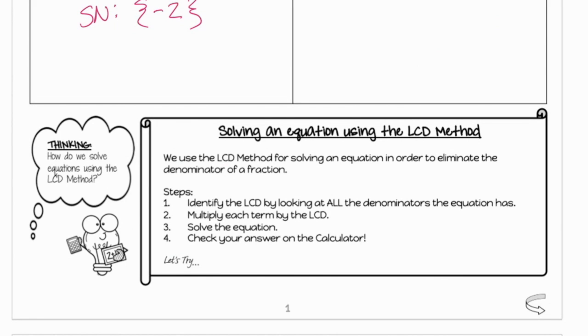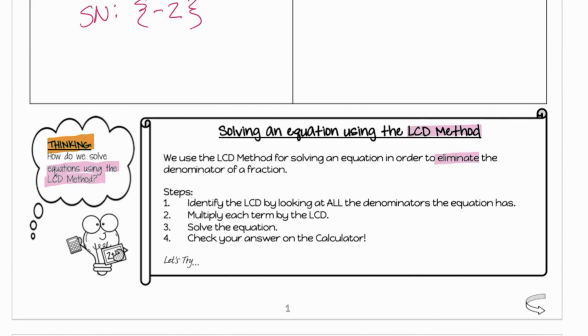Okay, so today we want to think and we want to determine how to solve equations using the LCD method. So solving an equation using this method, LCD. We use the LCD method for solving an equation in order to eliminate the denominators of a fraction. So my goal is to get an equation that's nice and simple. When I have fractions, sometimes it's a little more complex, so I want to try to get rid of those fractions.